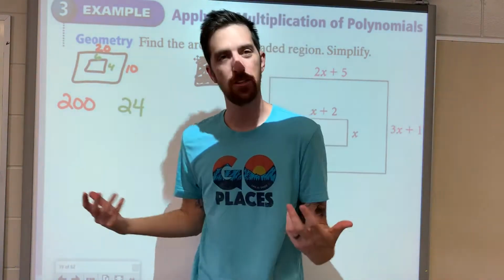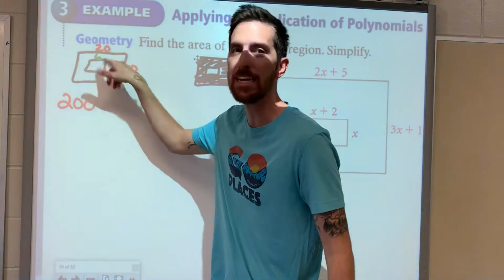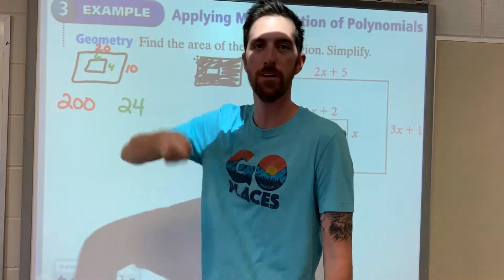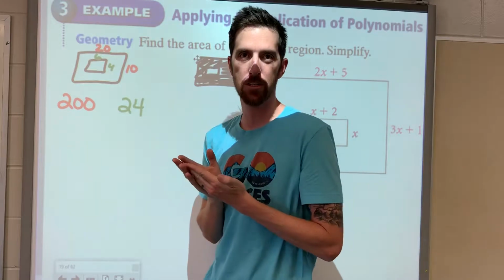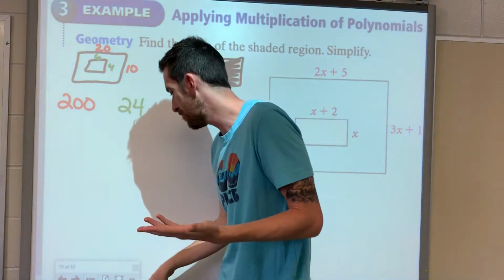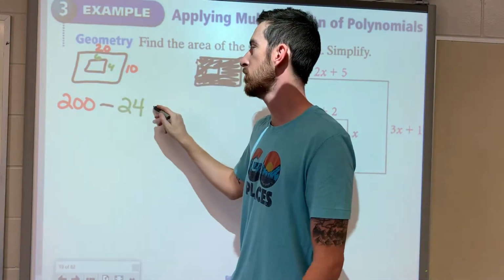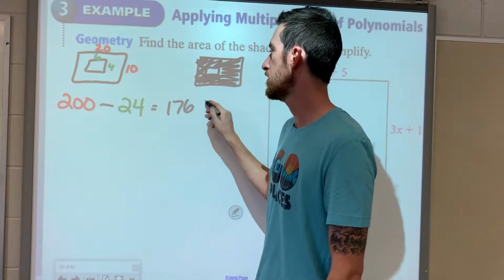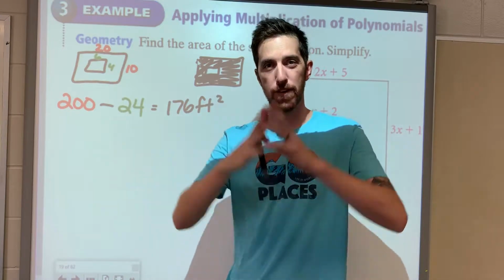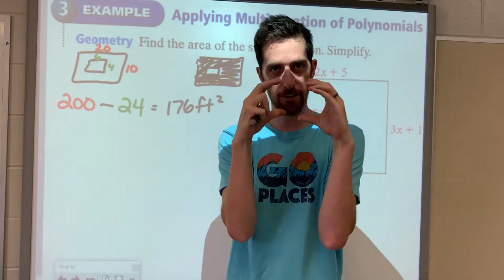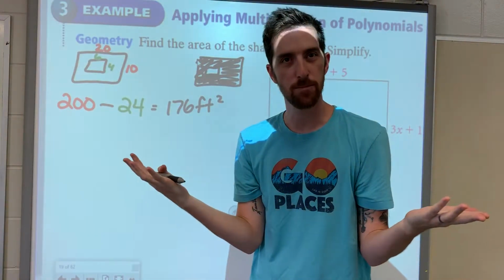Now, if I'm painting the house, I'm not gonna paint over the window. So what would you do with those two areas if you don't want the window included? You would subtract it. So you would just do 200 minus 24, which would be 176 square feet. So with these shaded region problems, you find the area of the big guy, you find the area of the small guy, and then you subtract them at the end.